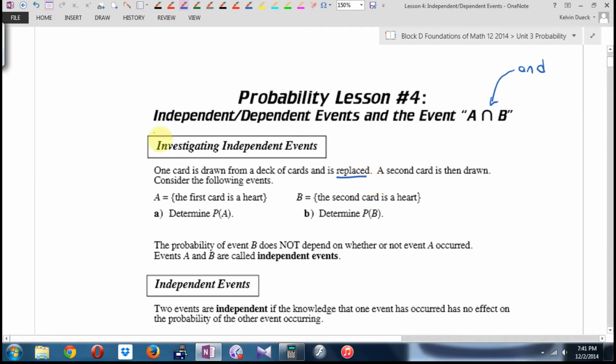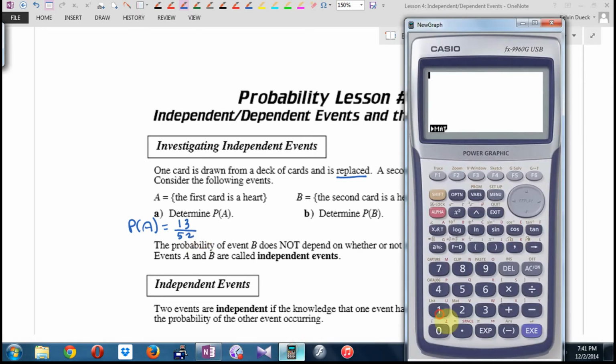Okay. Probability of A is going to be how many hearts are there in the deck? 13 out of how many cards are there in the deck? 52. And I know that if I go 13 fraction button 52, it's 1/4 or 0.25. I'm, again, not going to bother reducing fractions in my work. I'll reduce them in my final answers when I'm checking in the back of the book.